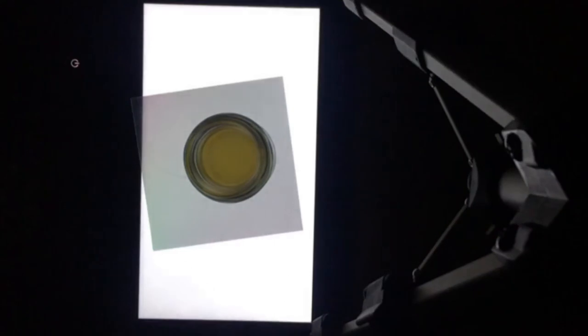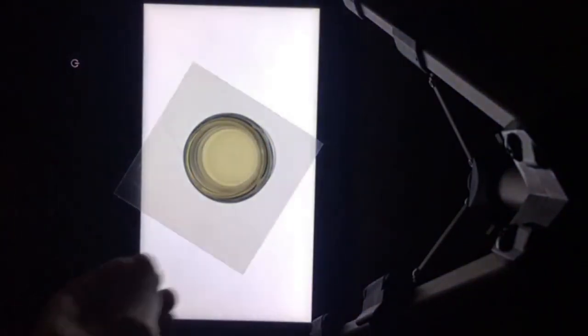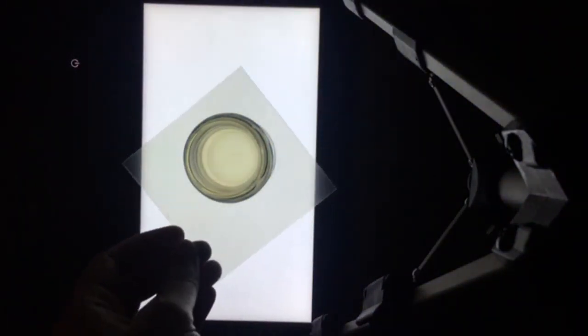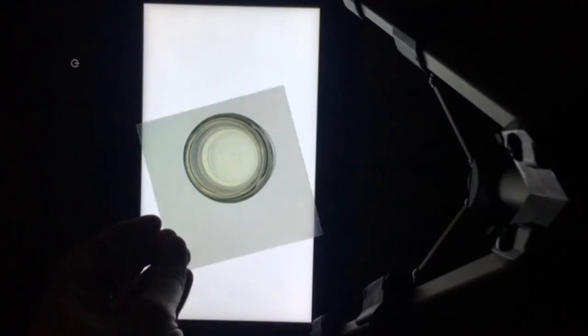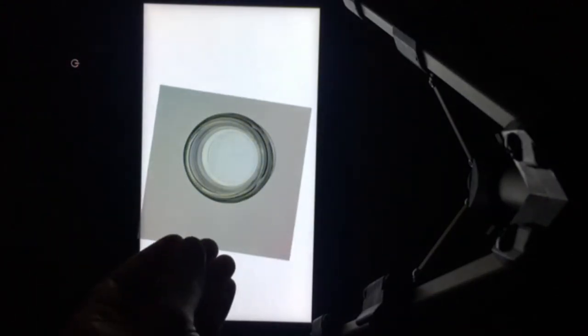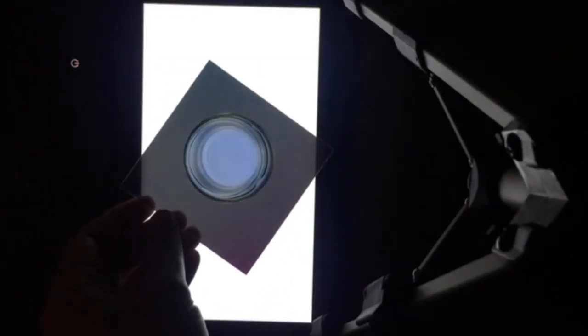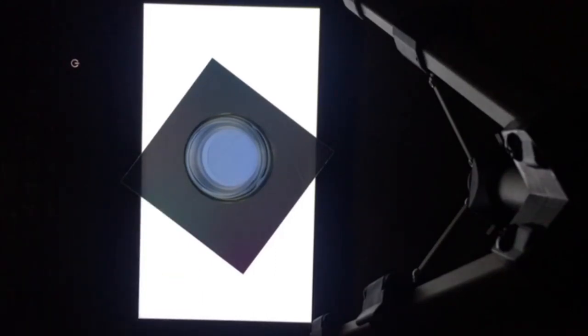And the reason why the light is changing its orientation is due to the fact that the speed of left circular polarized and right circular polarized light are different in a sugar solution.